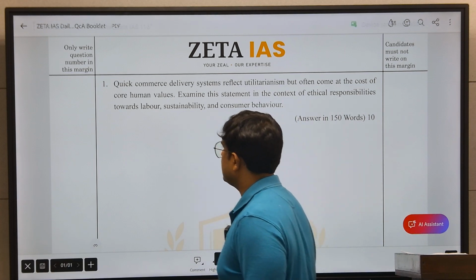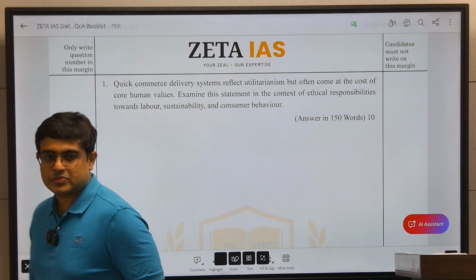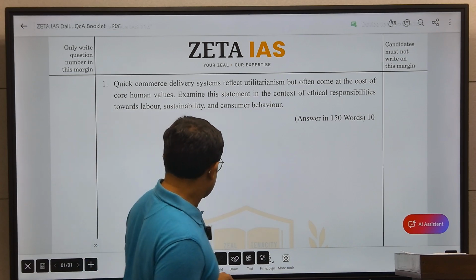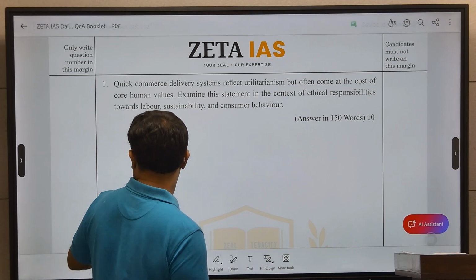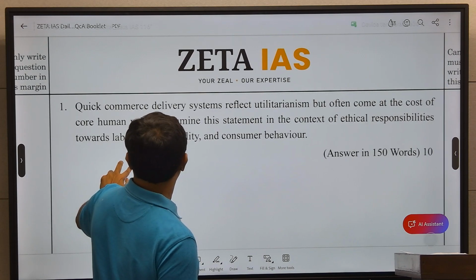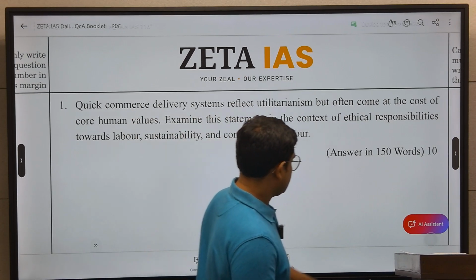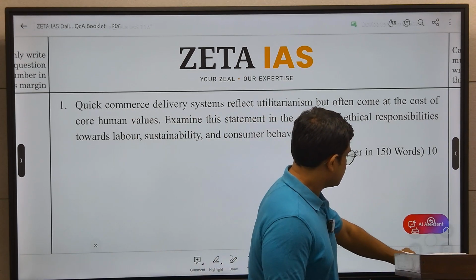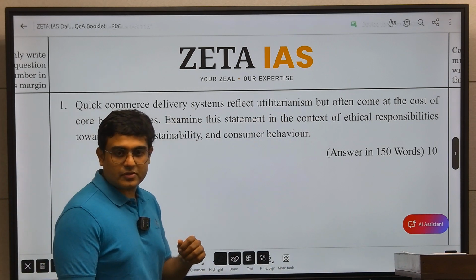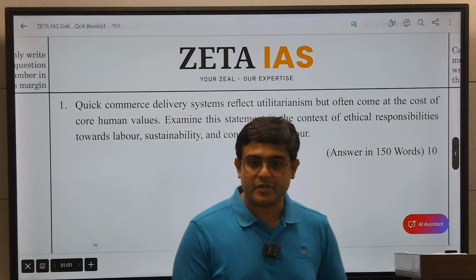See, first question about the contemporary issue. Hope it's visible, or should I zoom it a bit more? Okay, now it must be visible. So yes, first question was on quick commerce, a bit a contemporary issue.